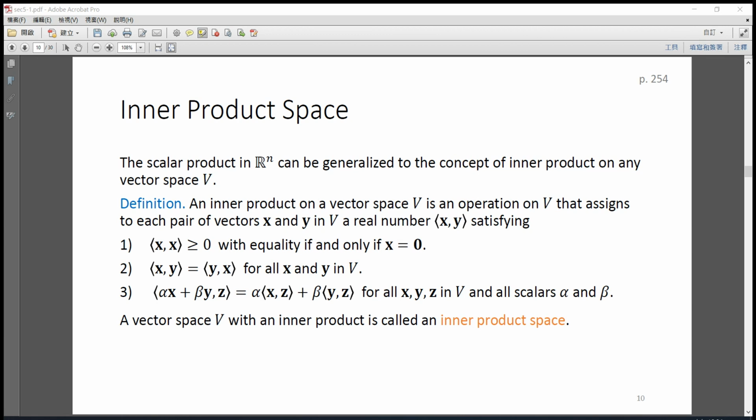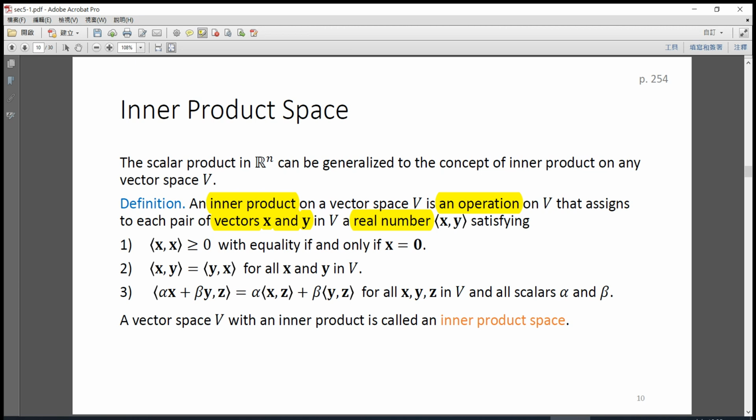We have finished section 5.1 and we will introduce section 5.4, inner product space. The scalar product in Rn is introduced in section 5.1, and it can be generalized to the concept of inner product on any vector space, such as polynomials, continuous functions, or matrices. We can regard inner product as an operation. This operation has two inputs, that is, vectors x and y from the same vector space, and the output of this operation is a real number.